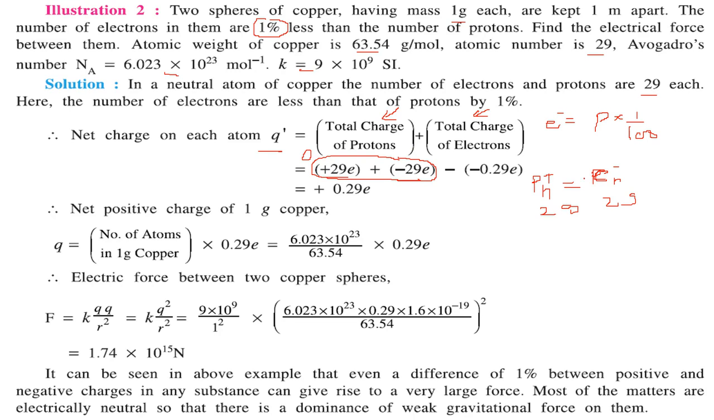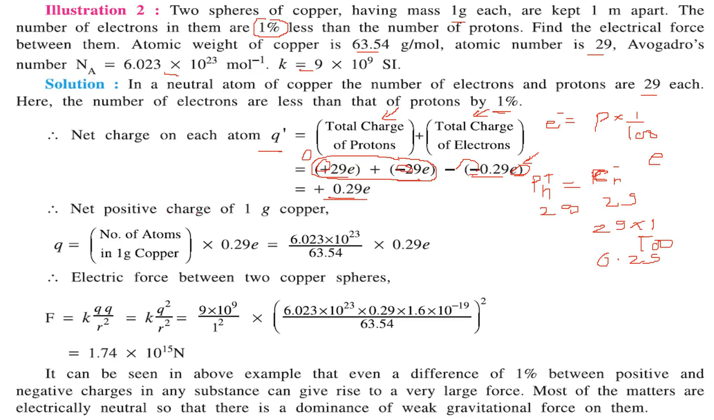But what is the difference? The 29 is the number of protons, and we are taking 1 by 100 of this, 1%. So this will be 0.29. So we have to subtract 0.29 electron, and this gives you e. I'm not taking e as electron, it is a charge, because we have already taken plus and minus sign. So minus of minus will become plus. So this is 0.29e, just 1% of this, as given in the question.